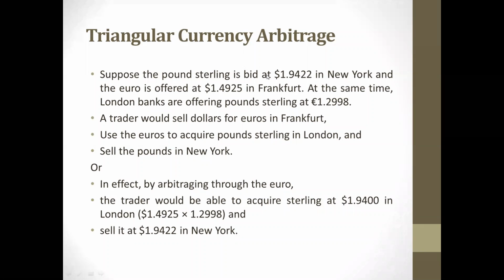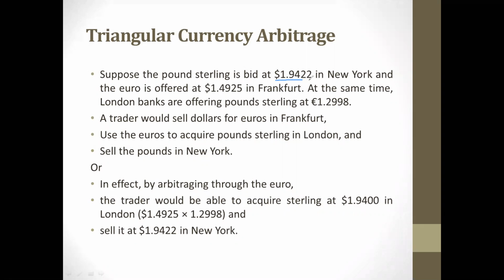Now, suppose this example. The pound sterling is bid at $1.9422 in New York, and the euro is offered at a dollar price of $1.4925 per euro in Frankfurt. At the same time, the London bank is offering pound sterling at €1.2998. Now, you can see there are three different exchange rates.